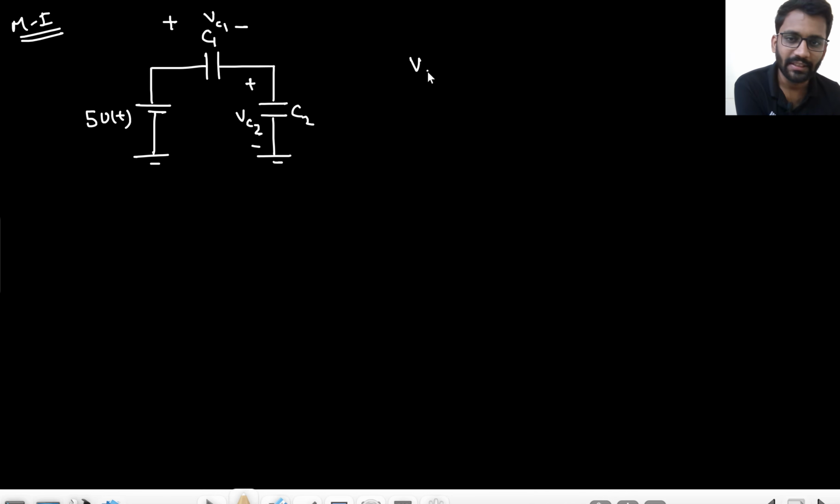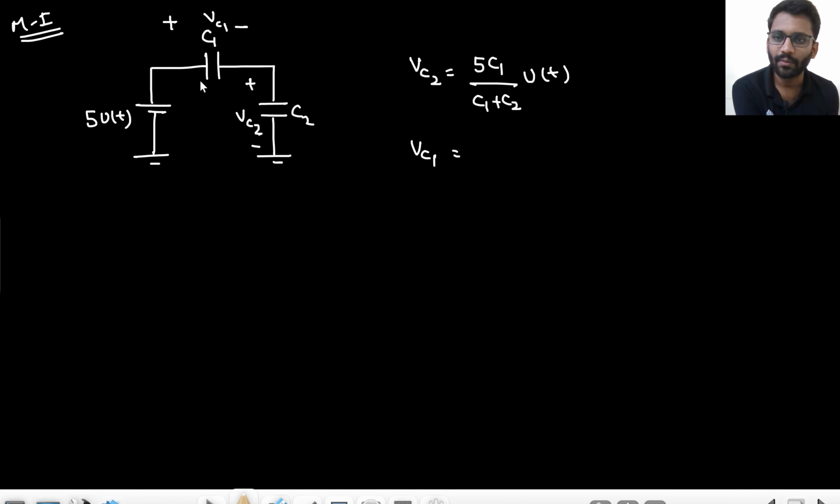So what will be your VC2? Tell me. It will be 5 into C1 upon C1 plus C2 into UT. What is VC1? Inverse proportion. 5 C2 upon C1 plus C2 into UT. Now what will be the current? That I will tell you. Or here only I can tell.